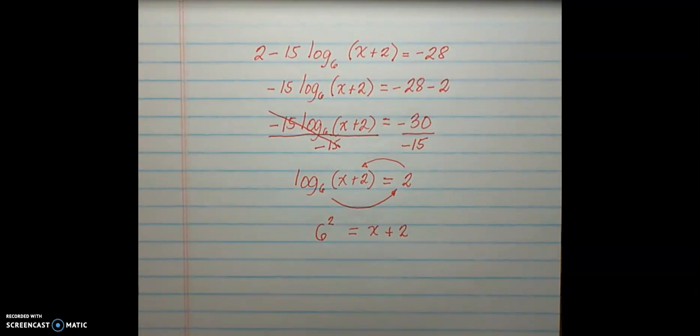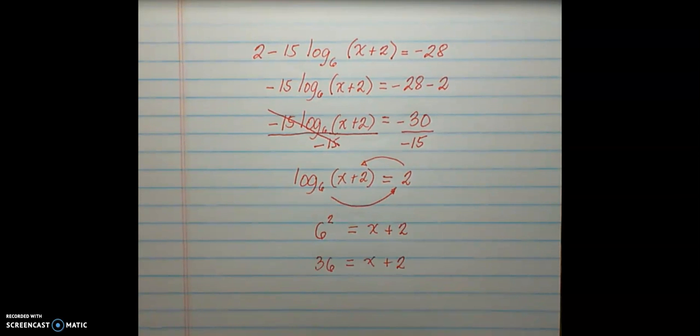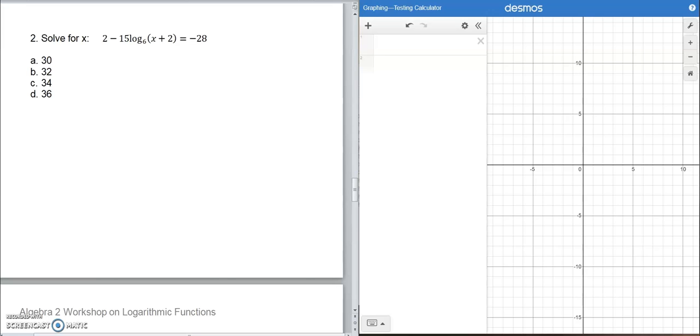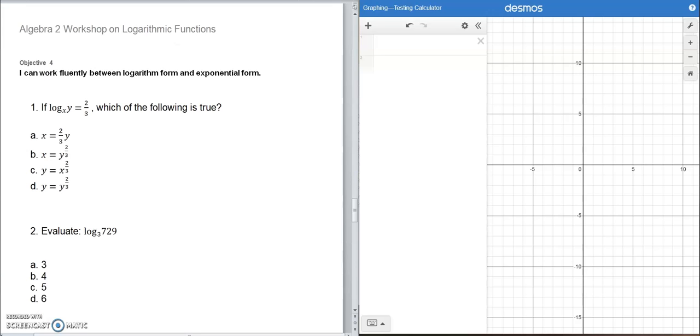And then now we will just solve for x. So 6 squared is 36. To isolate the x, we will have to subtract 2 on both sides. Or we can simply move the positive 2 to the other side, but it will change to a negative 2. And the answer is 36 minus 2, which is 34. Our answer is C. Objective number 4, I can work fluently between logarithm form and exponential form.